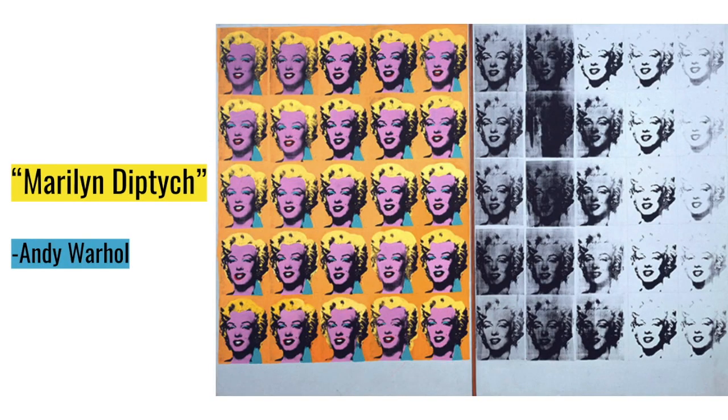This is the Marilyn diptych by Andy Warhol. So you might know Andy Warhol with those Campbell's soup can prints. And so he does lots of different prints of famous people. This is one of his diptychs, so he has two parts of this artwork. One's in color and one is just in black and white to show that contrast of the look between the two.